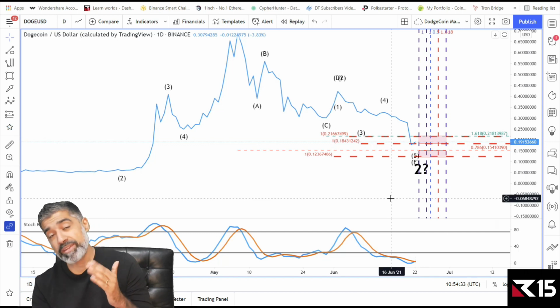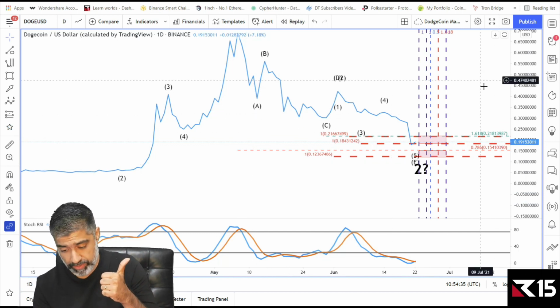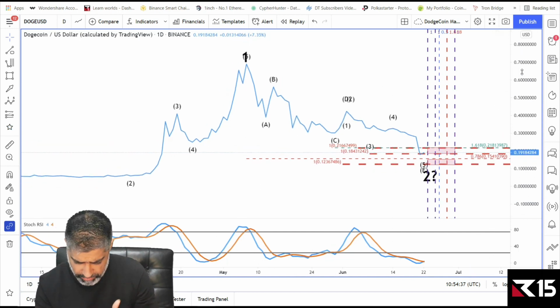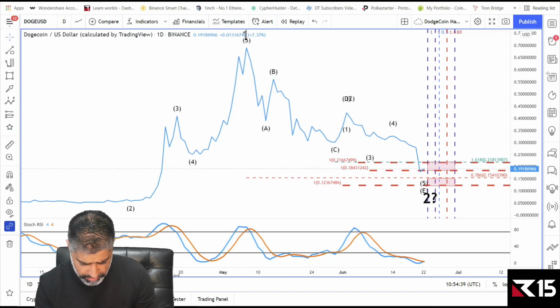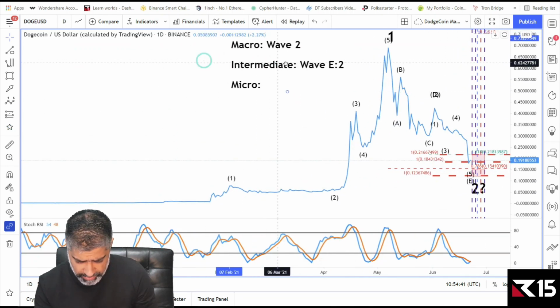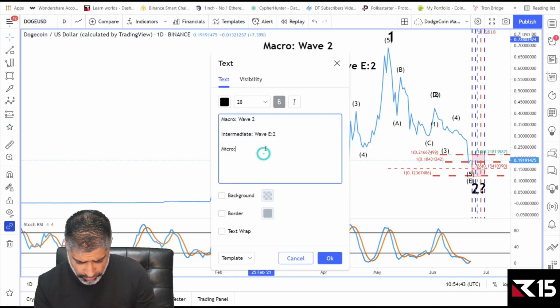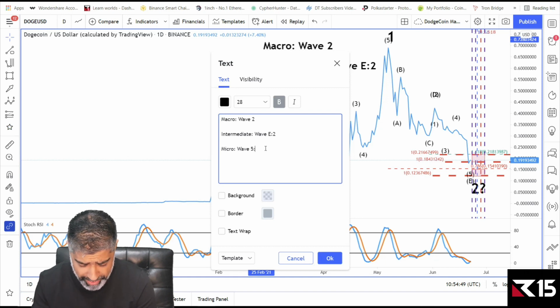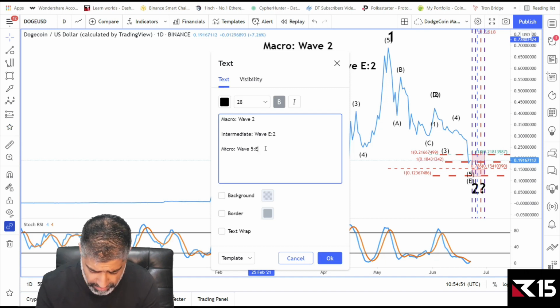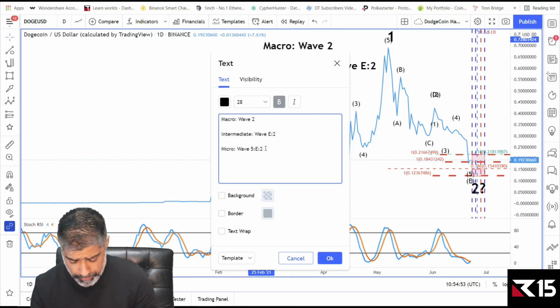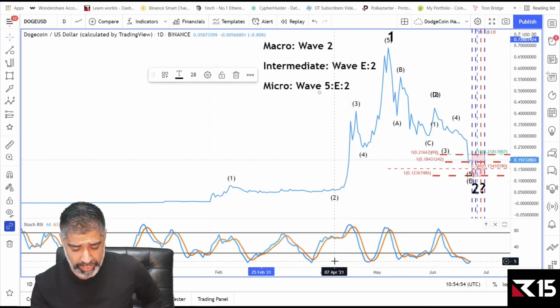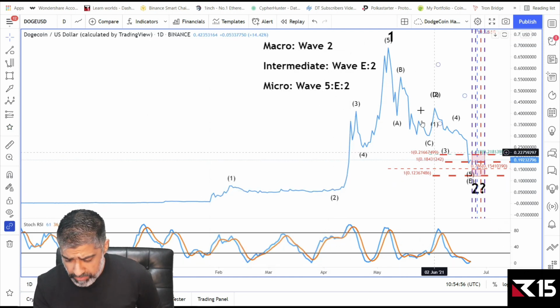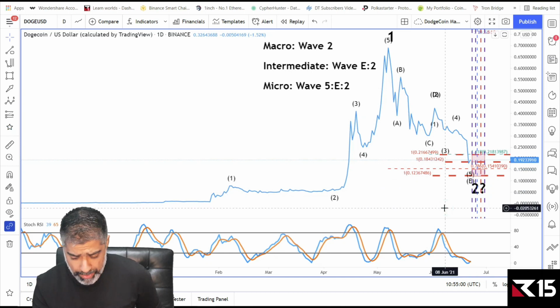We've got pattern, which is a wave. Did we write it out? Let me just double check. Where are the notes? Here are the notes. We've got a wave 5 of a wave E of a wave 2. That's our opinion of the market right now. So that's this part here, and that's our pattern.